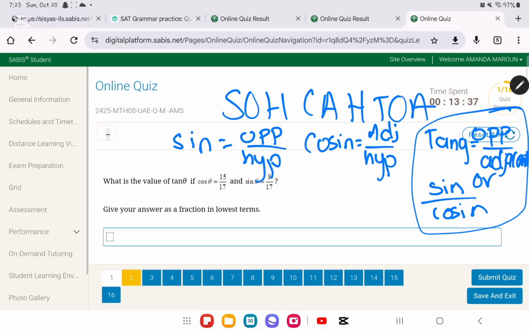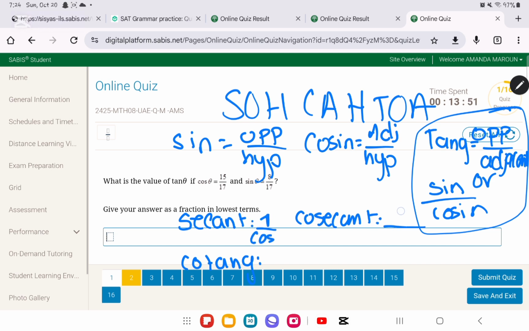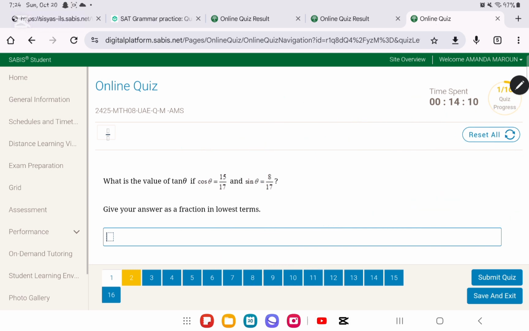Okay? Then we have what? We have the secant, cosecant, and cotangent. Secant is very simply 1 over the cosine. Cosecant is very simply 1 over the sine. And cotangent is very simply 1 over the tangent. So if you guys want to remember, please write these down. It's very, very important. So let's start.